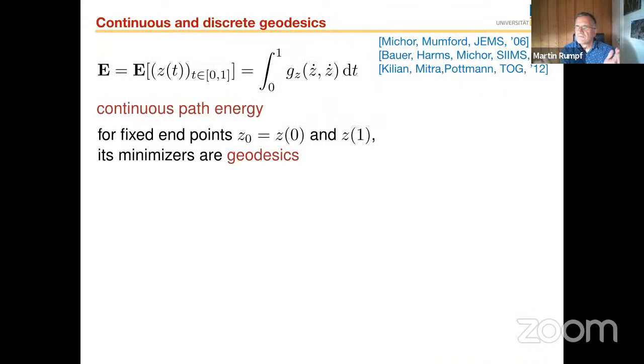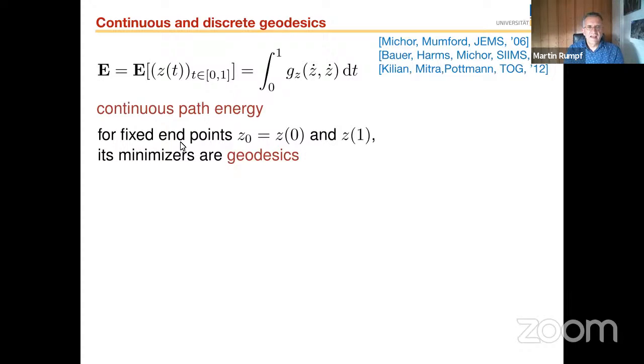So now from Riemannian calculus, it's well known that the fundamental object is the path energy. We have a path in the manifold and we want to compute a function on it. The most natural one is to integrate the metric on the motion velocity along that path. This is what you see here. That defines the path energy, a continuous path energy.